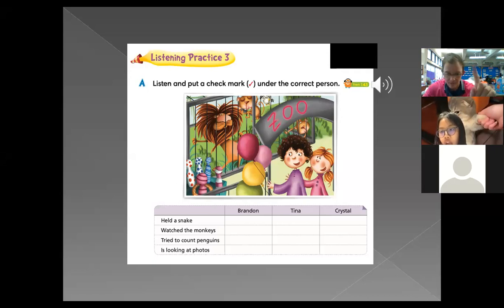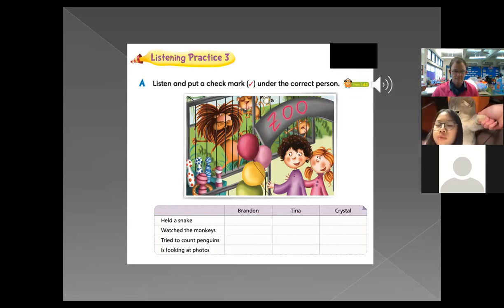So the first one, held a snake. Number 2, watched the monkeys. Number 3, tried to count penguins. And number 4 is looking at photos. And we have 3 people. We have Brandon, Tina, and Crystal. So let's listen carefully to what each of them were doing. Here we go.